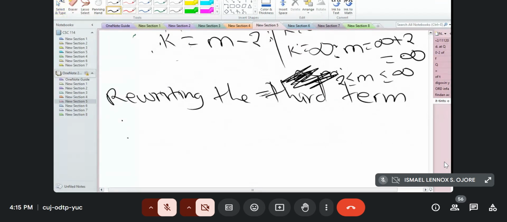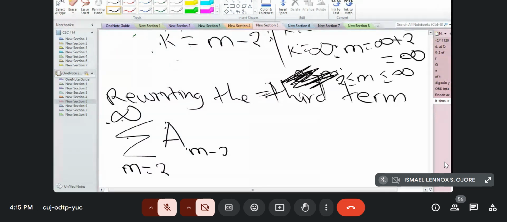We are going to sum over the values of m, and m is running from 2 to infinity. We had an a sub k, but what is our k? Our k is m minus 2. x to the k plus s plus 2. k is m minus 2 plus s plus 2. What do you have? m plus s, right?